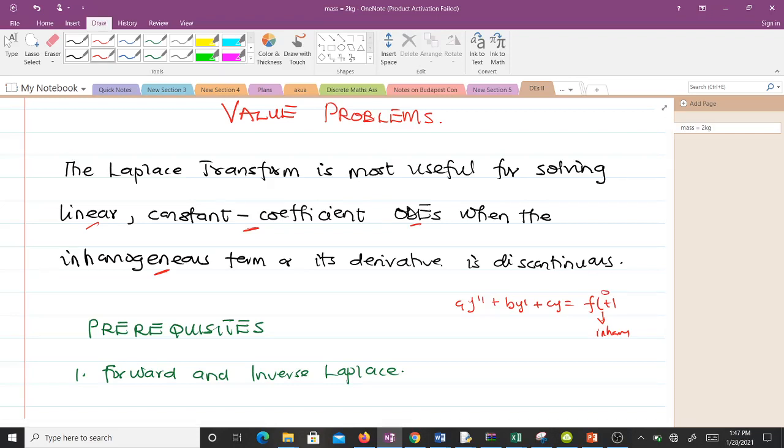So when the non-homogeneous term or its derivative is discontinuous, we have an initial value problem. When the differential equation is linear and we have constant coefficients, then we can employ the Laplace transform we learned in our math methods to find the solution of such a differential equation.